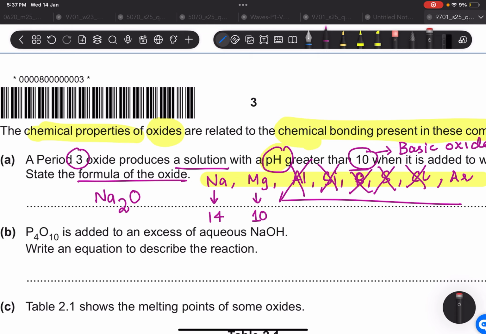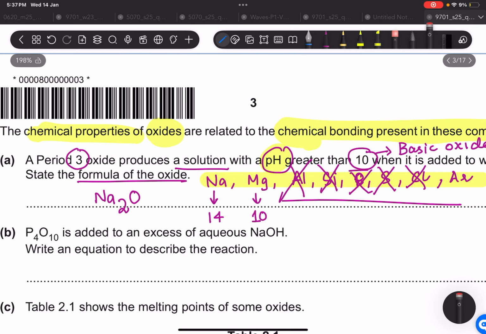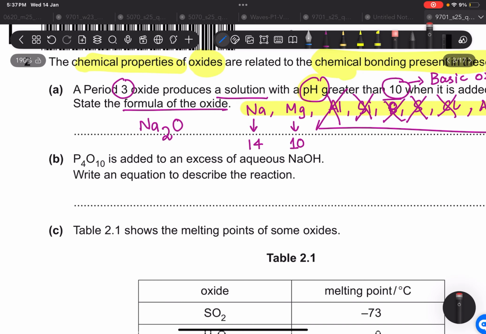You got to learn this. All the oxides, you got to learn the pH that they're going to give when dissolved in water. Sodium 14, magnesium 10. Then aluminum can react as both acid as well as base. And for the others, you guys have to learn phosphoric acid and sulfuric acid when the phosphorus and sulfur oxides dissolve. P4O10 is added to an excess of aqueous NaOH. Write an equation to describe the reaction.